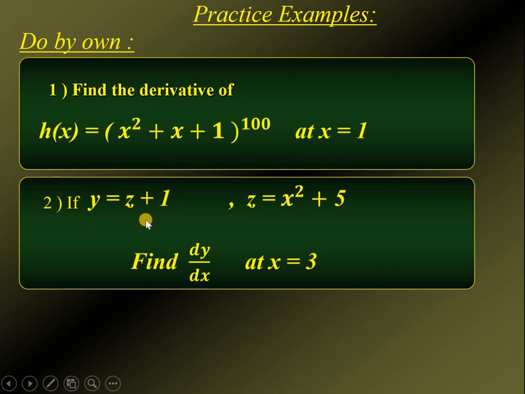Second case, in which we need to use the chain rule: if I have a relation between y and z, z and x, and we are required to find dy over dx. How? Find dy over dz and then dz over dx, and then by multiplying you get dy over dx, and replace x by 3.